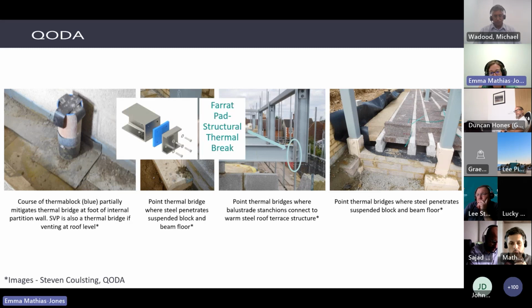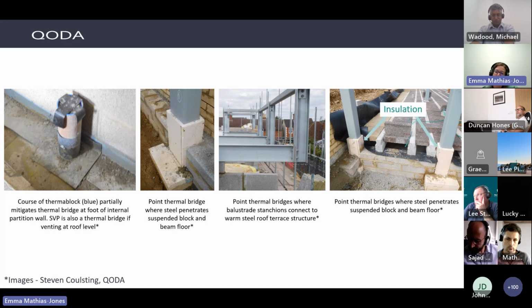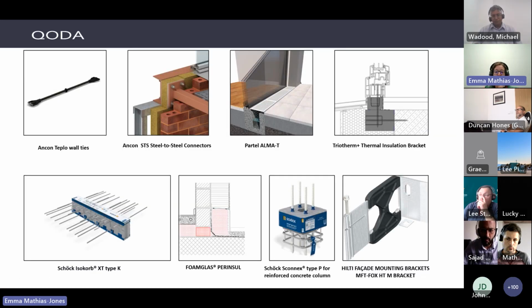Then here we've also got point thermal bridges where the balustrade sections connect to the warm steel roof, and there's a Farrat pad, a structural thermal break, in there, though it's a bit hard to see. And finally we've got the same point thermal bridges from the steel penetrating the beam and block floor, which have been improved with insulation wrapping around, which is good. There are loads of different products available, just a few examples here: wall ties, balcony connectors, foam glass perimeter insulation, things like that. So there's lots available now, which is really handy.